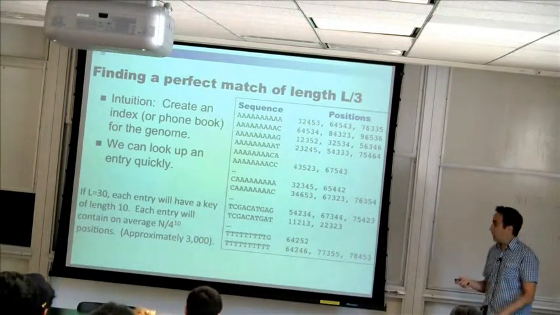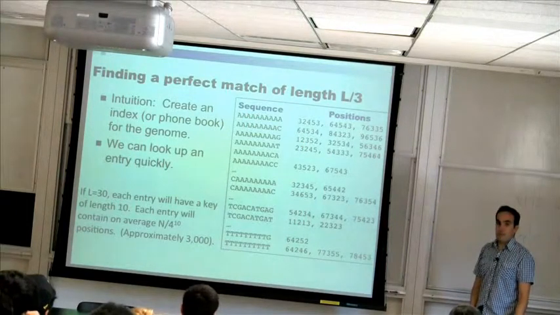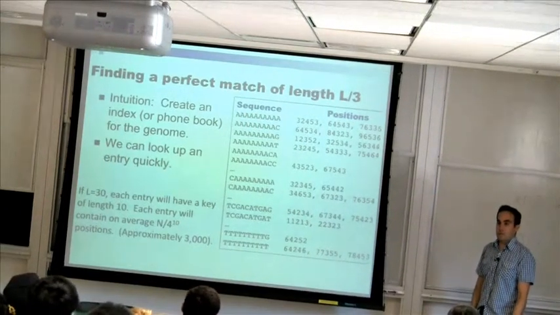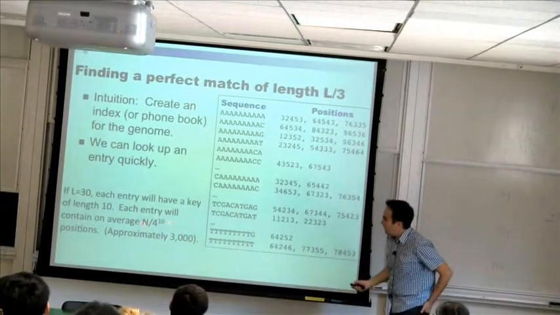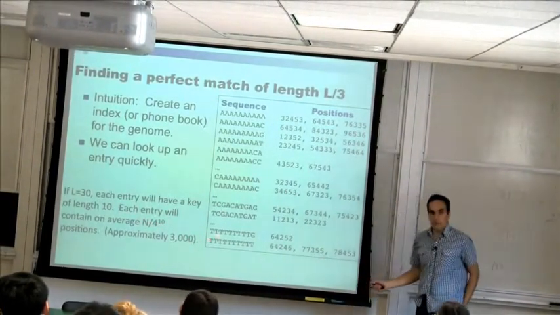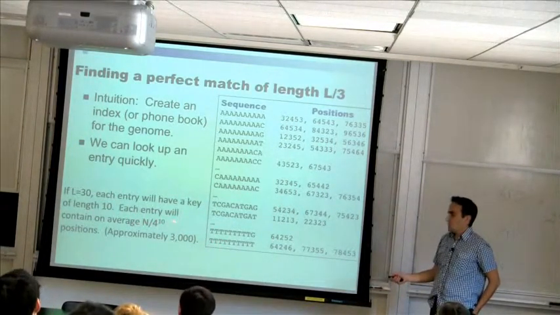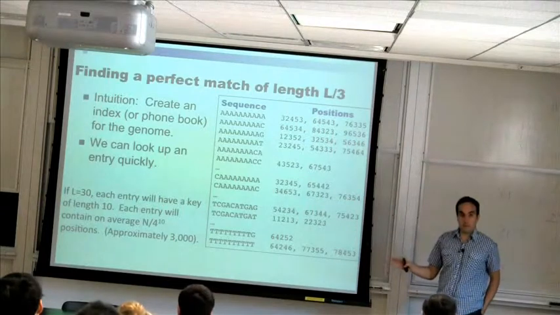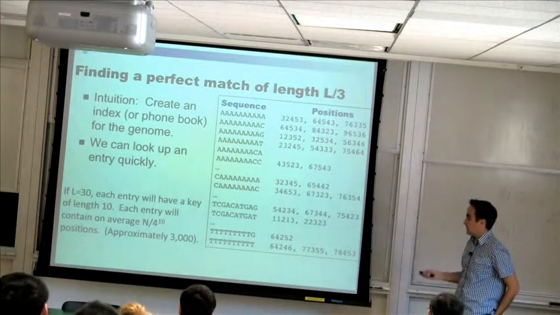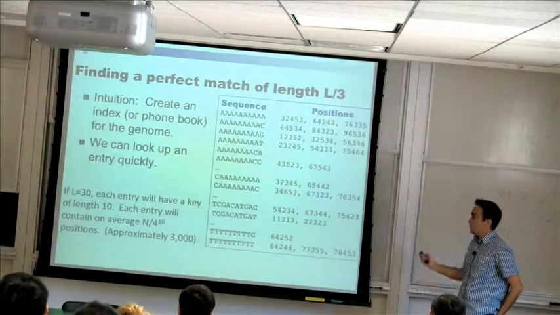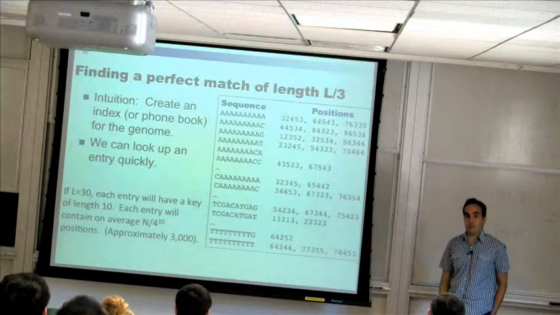So then on average, how many entries per row do I have? 3,000, right? And the formula is going to be n over 4 to the 10th. You see how there's this exponent in the denominator? That's actually really going to help us, because that's what makes it faster. So how do I use this? What's the algorithm? Now that I built this, how do I use it?